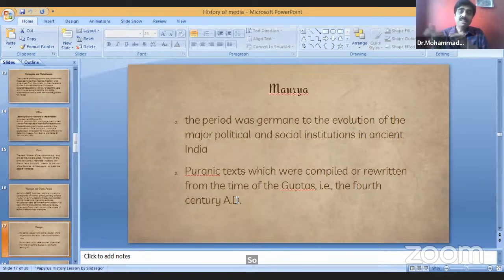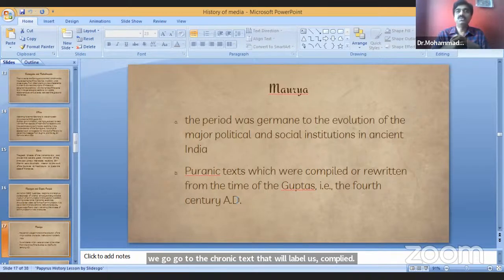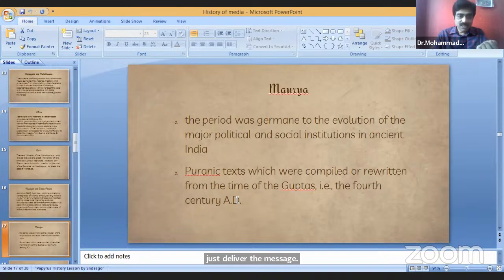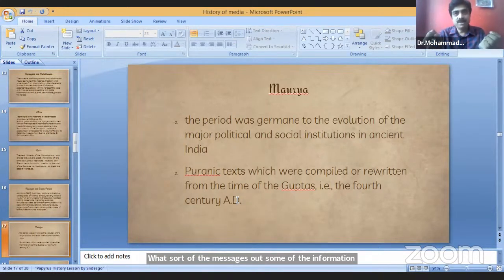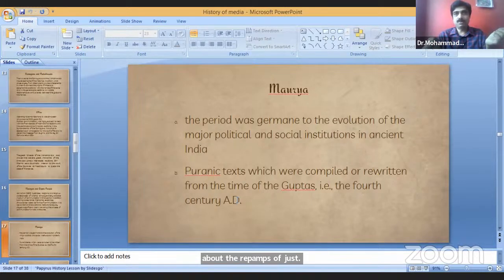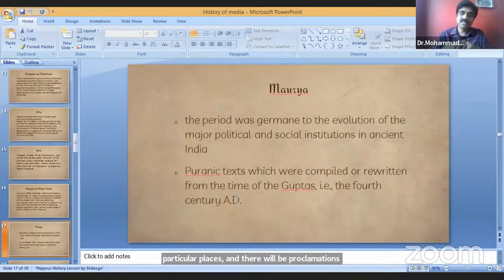So they were rewritten in the Gupta period, showing how the monarch, the emperor, the head of a particular region, was able to interact with the people and deliver messages and information. How was a proclamation about any kind of law, or any reform, made? The people were asked to gather at particular places, and proclamations of the message would be made, which was then recorded in written texts.